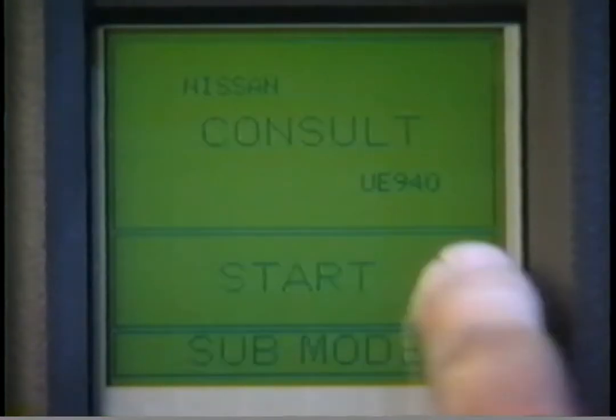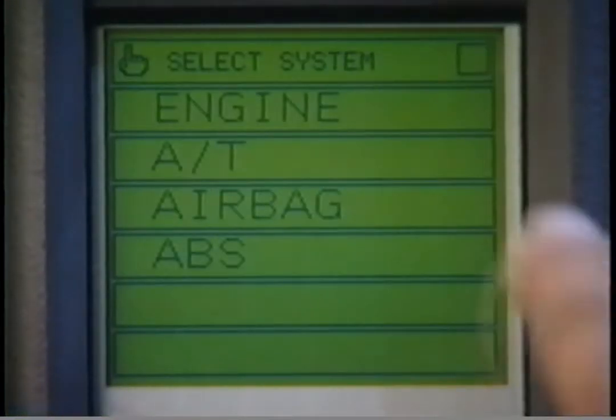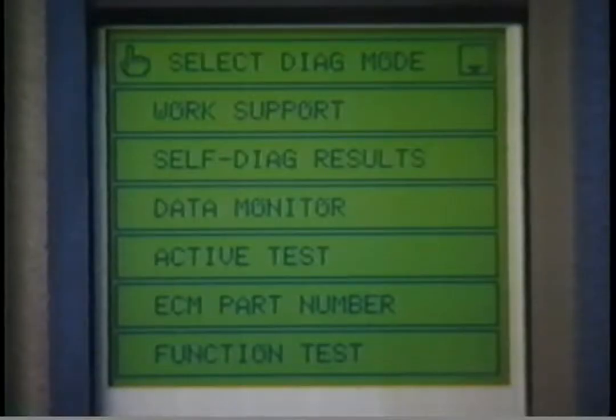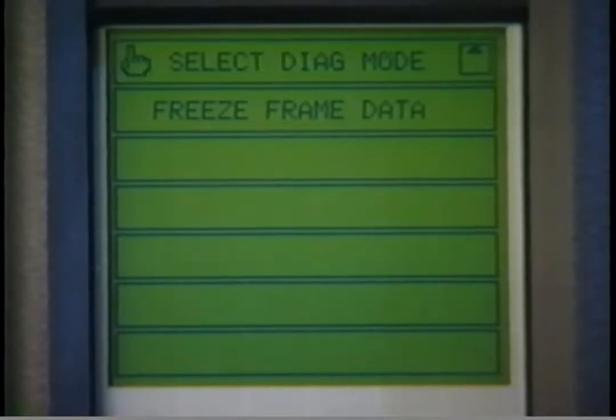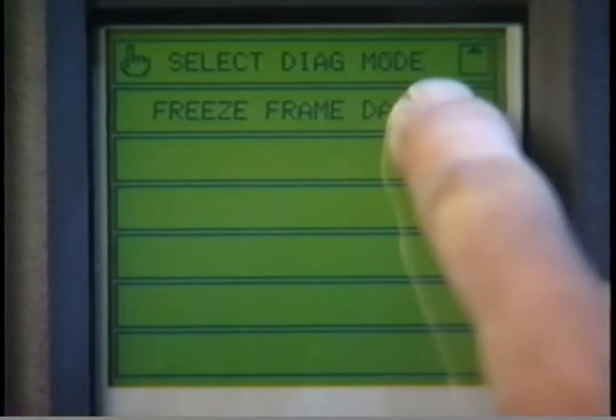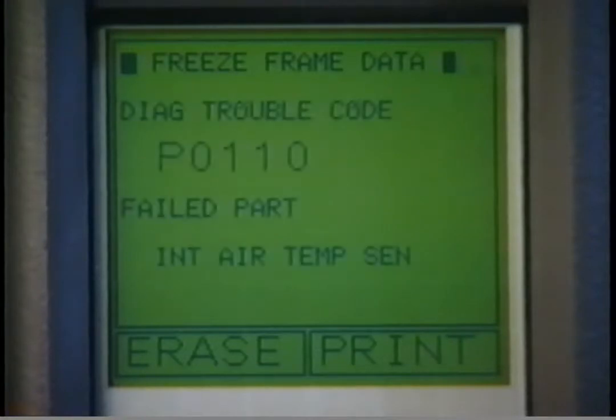Press Start. Then, touch Engine. Then, the down arrow, which brings you to the second Select Diagnostic Mode screen. And you find the Freeze Frame Data Mode. This freeze frame data screen gives us the same malfunction information as the self-diagnosis results, with the exception of occurrence information. If there were no trouble codes detected, you would stop here.